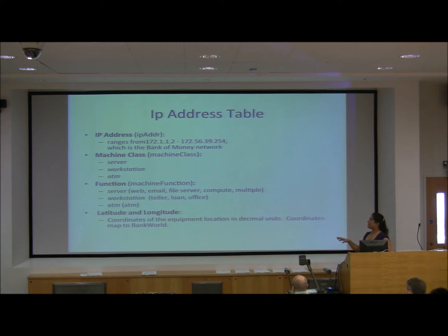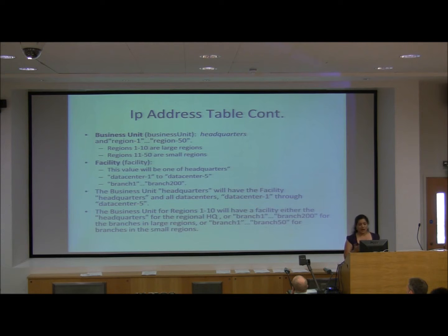And then you're given longitude and latitude information of these machines, so you can plot it on the map if you so desire. And then on this IP address table, you're also given information about which business units the computers belong to and what type of facility within the business unit it belongs to. And then you're also given some information about the relationship between business units and regions, etc. Again, all of these are in your handout, so you're free to refer to it.